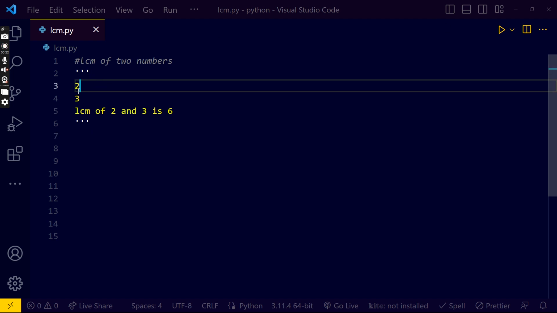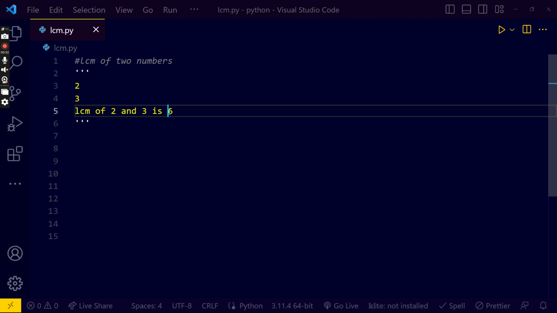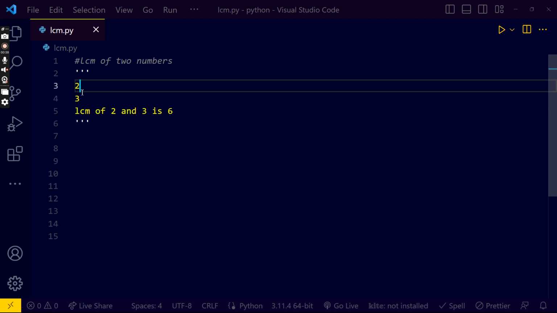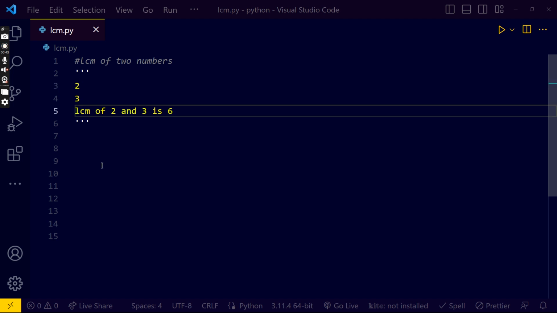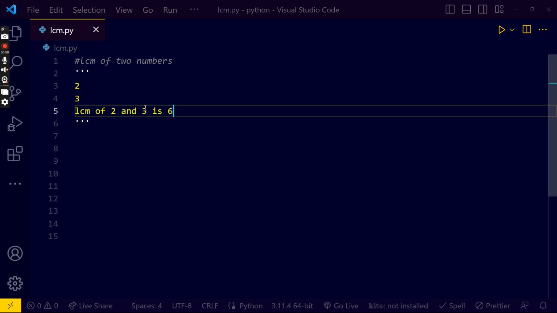First of all, I'm taking two numbers, 2 and 3. I'm taking small numbers so that you can understand the logic. What is the LCM? LCM is 6, right? Please understand once. Now I'm taking the logic. Please listen carefully. If 6 is divisible by both 2 and 3, then that number is the LCM. I think you understand the logic.